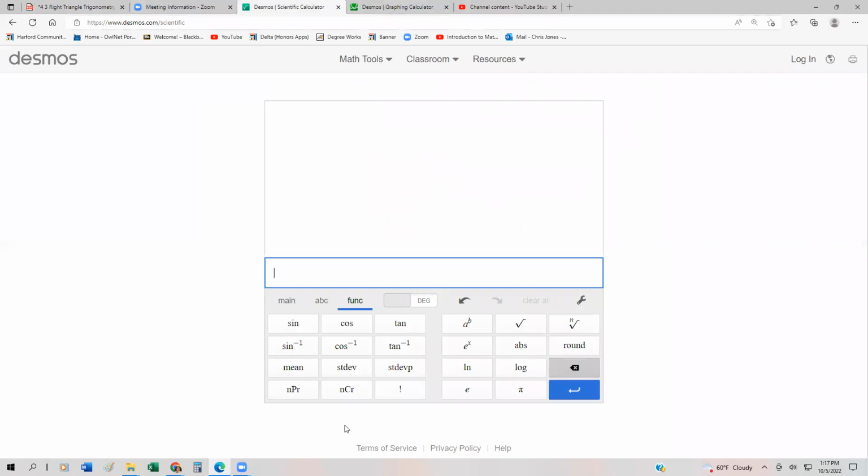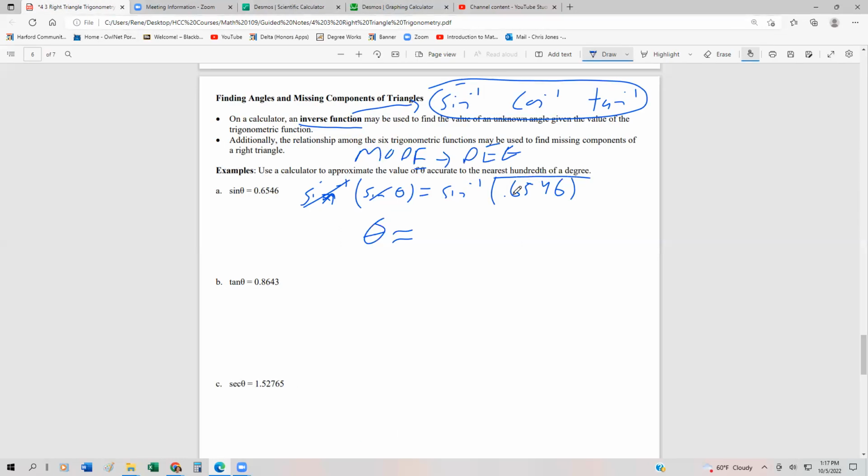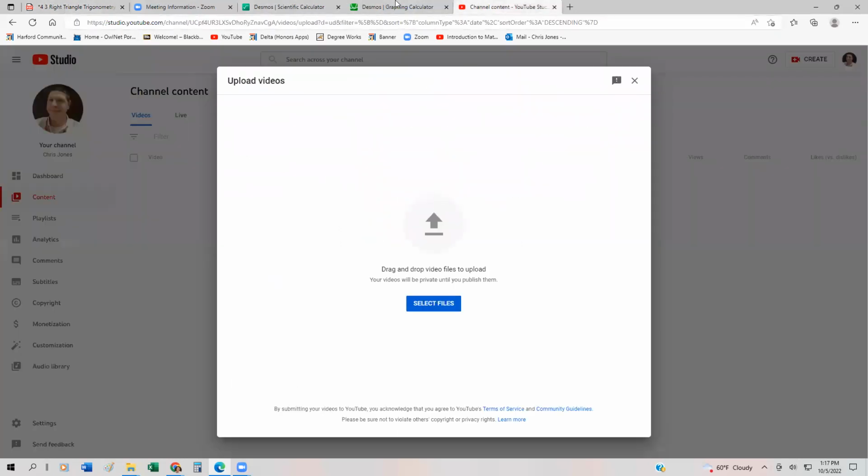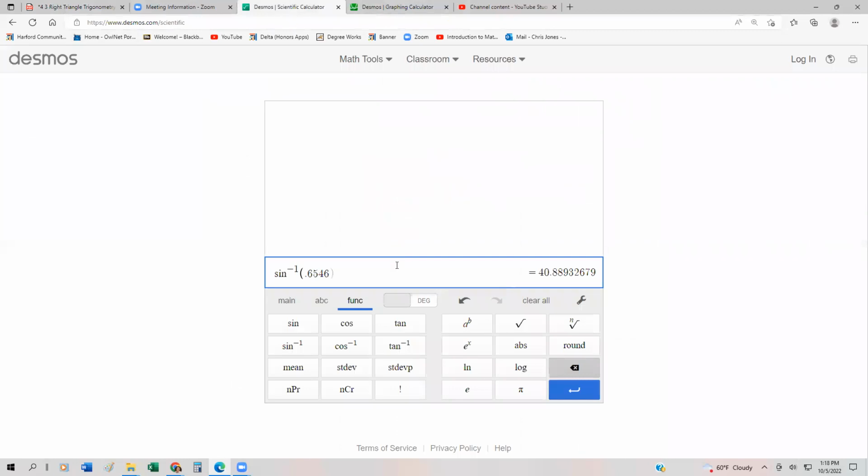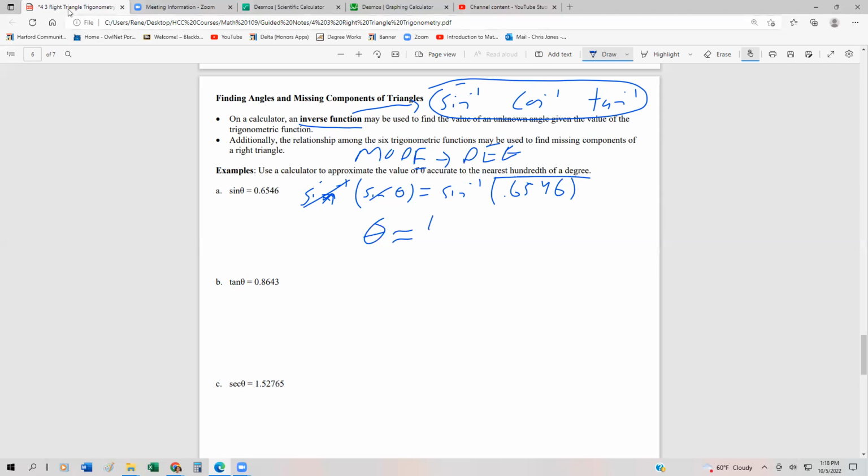So we would type in sine minus 1 of 0.6546, making sure that's the right number, 6546. Then if I hit enter, we can see right away it's 40.889. Since it would be to the nearest hundredth, it would be 40.89 degrees. That's all we have to do. If we're given the trigonometric function, then we just take the inverse.